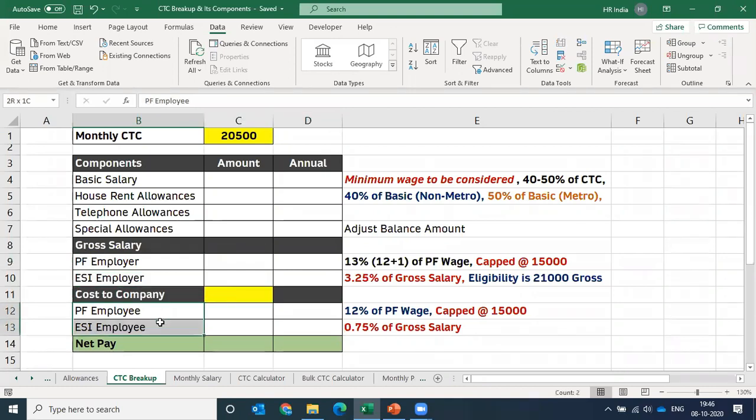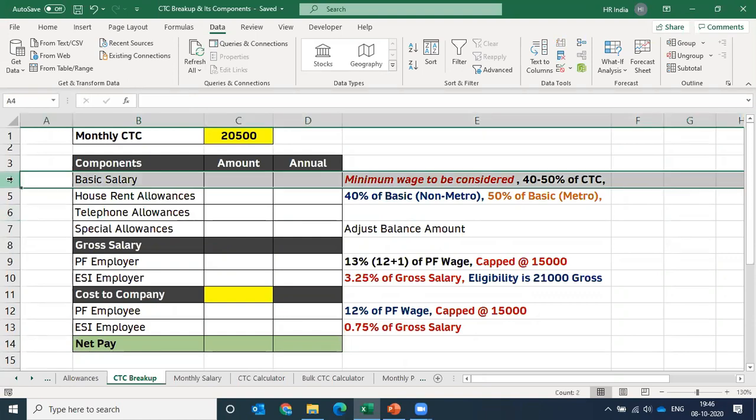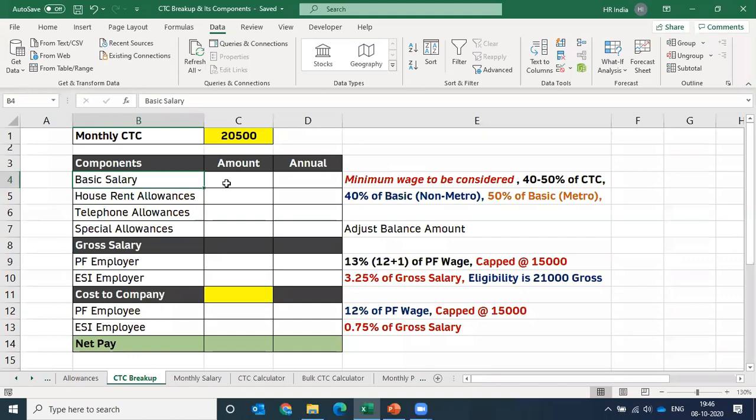Then we have employee deduction section. Gross salary minus employee deductions, we can reach to the net pay of the employee. Right? Now let's design this structure for this 20,500 rupees. So what was the very first step to design a compensation model? The very first step was to decide the basic salary of the employee, to fix the basic salary of the employee. Now there are two things that need to be considered at the time of fixing the basic salary of the employee.